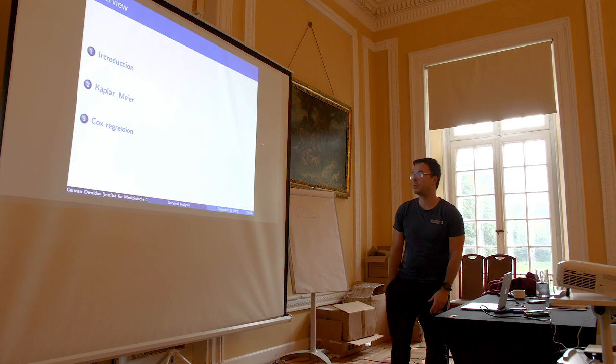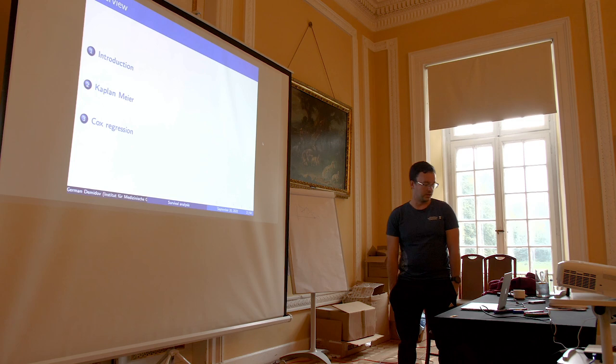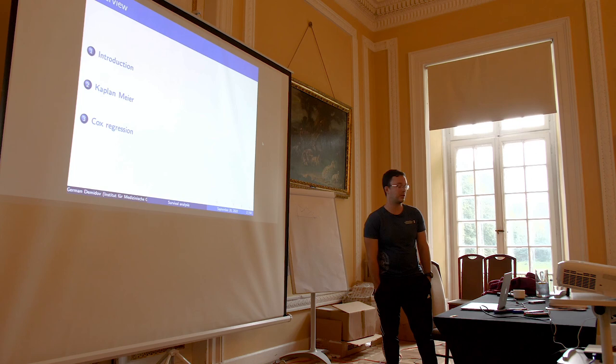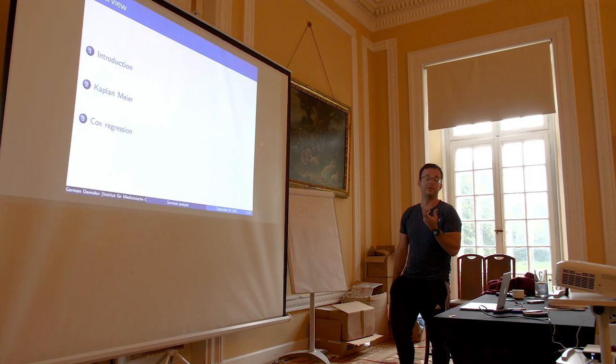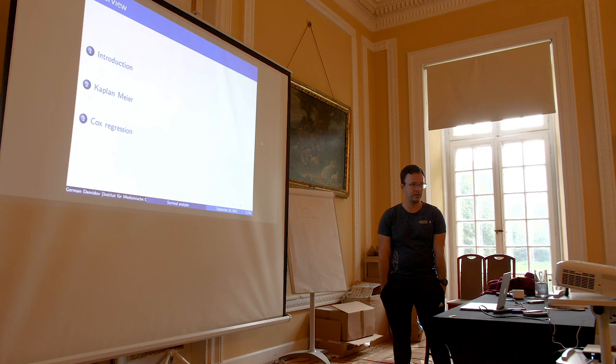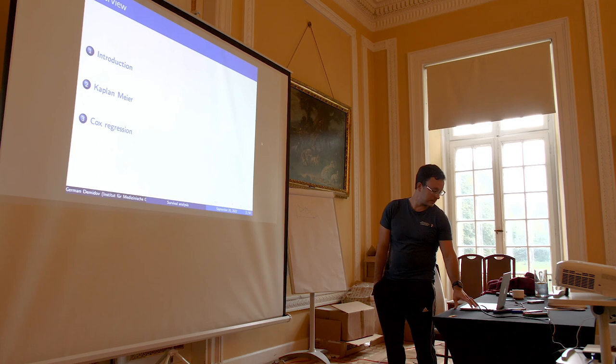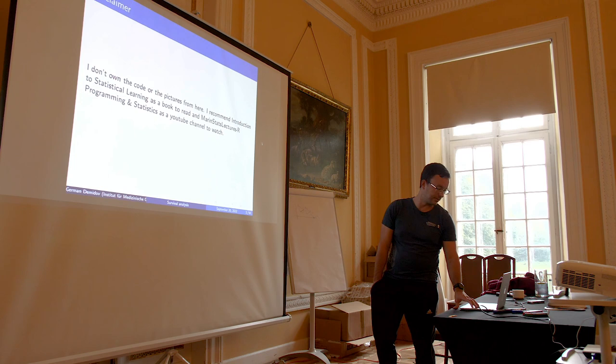So mainly there will be three parts. First, I make the definitions. Second, we will briefly touch Kaplan-Meier. It's a relatively simple method, and we go into details with this. I hope we'll try to understand it from the inside, so you will have really good intuition how it actually works. And then we move to the Cox regression, which is probably the most used method now for survival analysis. So what I've seen. Yeah, again, disclaimer that I took everything from somewhere.